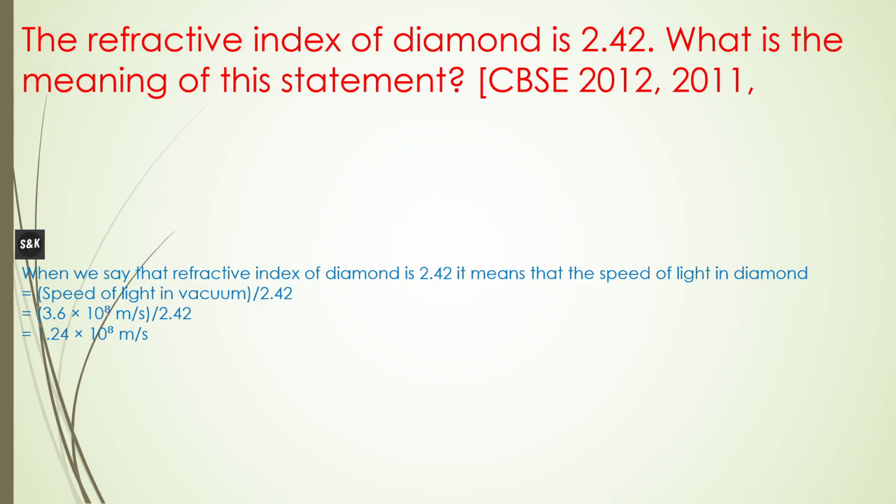Next, the refractive index of diamond is 2.42. What is the meaning of the statement? When we say that the refractive index of diamond is 2.42, it means that the speed of light in diamond equals the speed of light in vacuum upon 2.42.